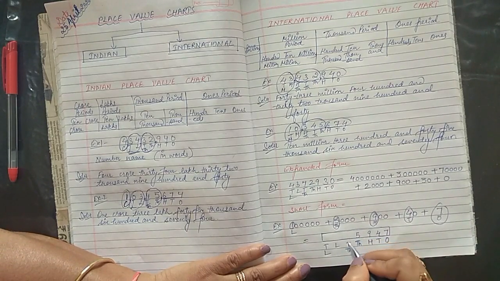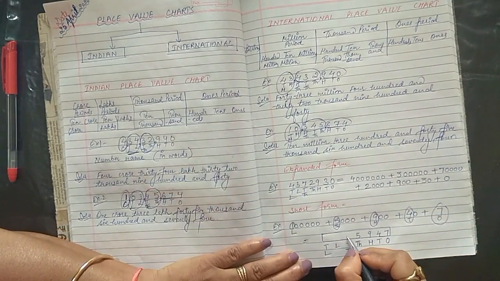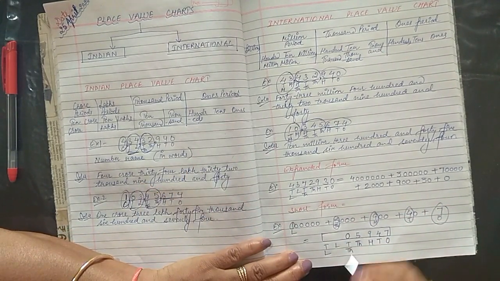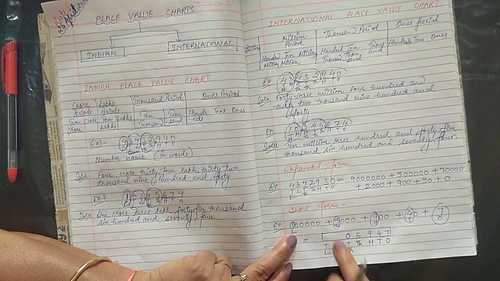Get it? Now what about the 10,000? There are no 10,000 over here. So what are we going to put? We are going to put 0 over here. After 1000, it is given lakh only. There are no 10,000. So we are going to put 0.